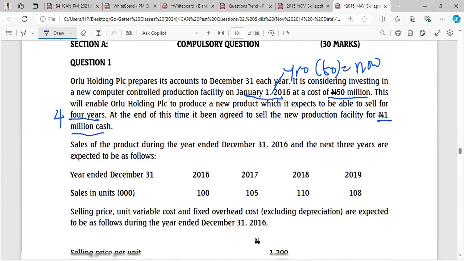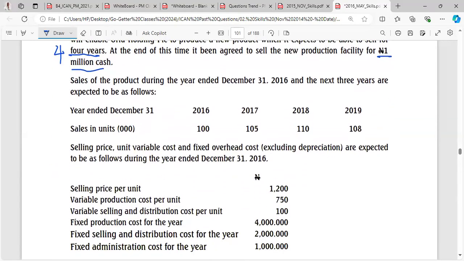Then it says the sales of the product during the year ended December 2016 and the next 3 years are expected to be as follows. Now, the year ended December 31st, 2016, 2017, 2018, 2019. We have all these sales in units. Of course, this is in thousands. Then the selling price, unit variable costs, and the fixed overhead costs, excluding depreciation.